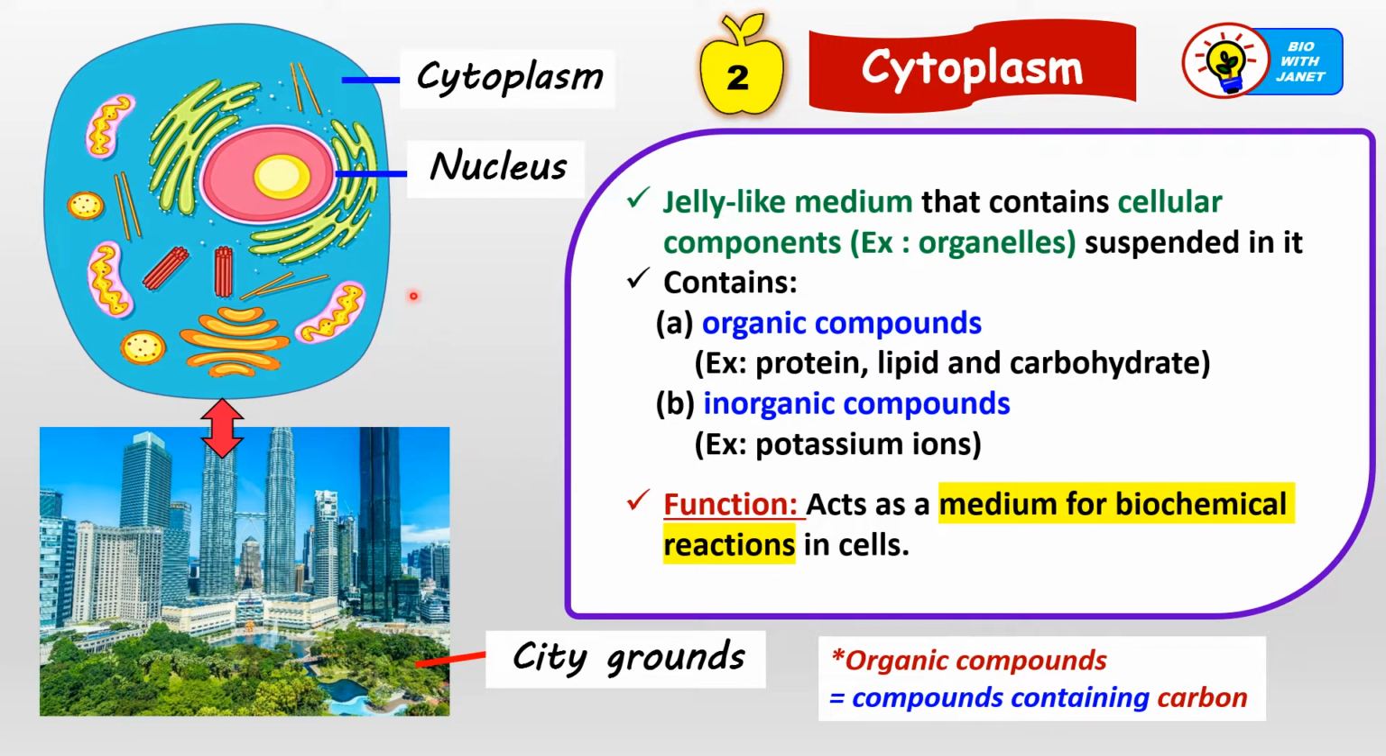So if we were to compare a cell to a city, the cytoplasm in the cell can be likened to the city grounds. It can be likened to the ground in the city where buildings are built on it. And these city grounds may also include the sand, the soil in the city, or the land in the city, where the buildings are found.